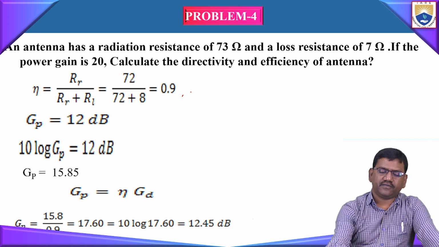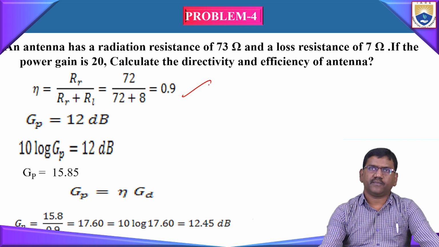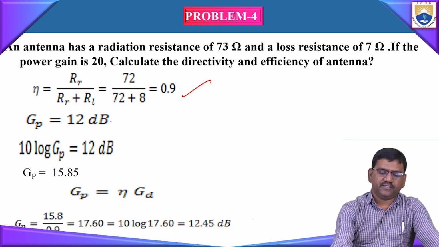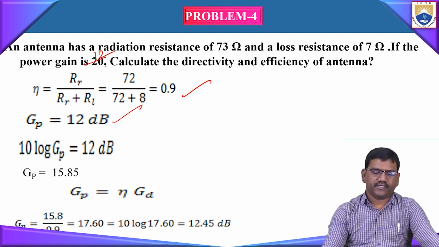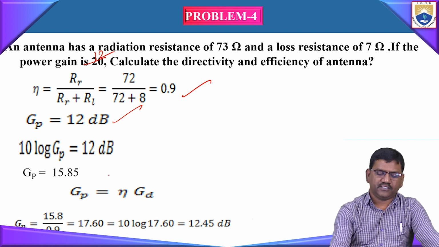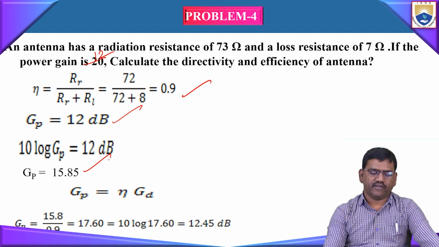So this is a problem here. You can see efficiency is equal to RR by RR plus RL, that is 72 by 72 plus 8, that equals 0.9, and GP is equal to 12 dB. It is given as 12 dB. So 10 log GP is equal to 12. You will get GP is equal to 15.85, the decimal value.